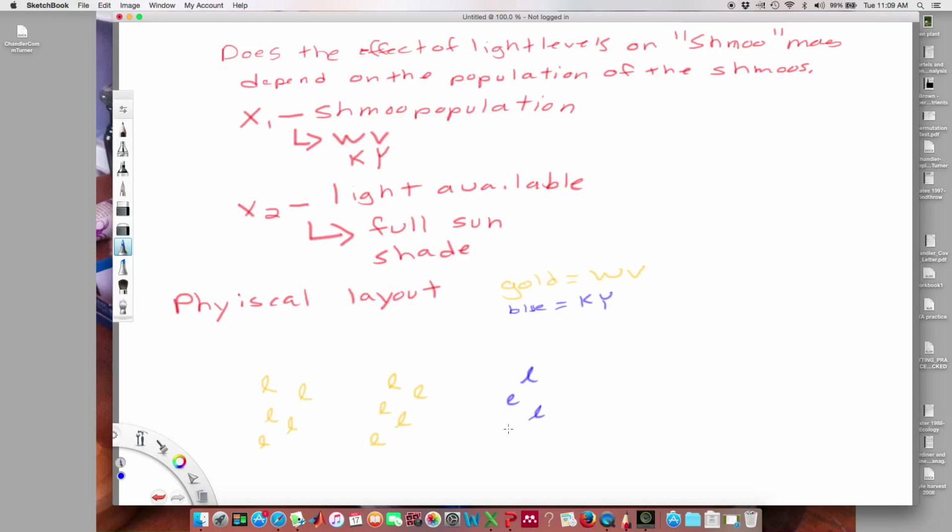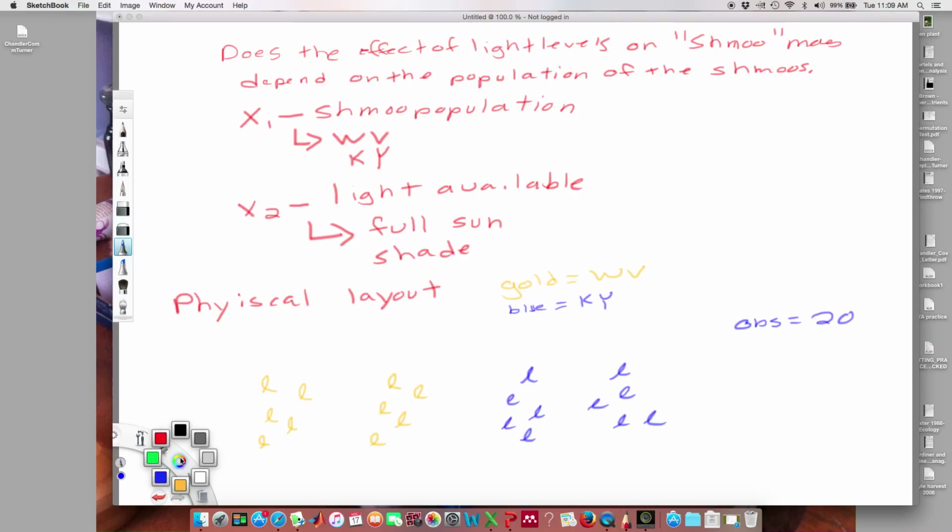So I have some blue shmoos. All right, so what's my total number of observations for this experiment? Well, 1, 2, 3, 4, 5, 6, 7, 8, 9, 10, 11, 12, 13, 14, 15, 16, 17, 18, 19, 20. So my observations is 20, but I still haven't put my second variable in yet.